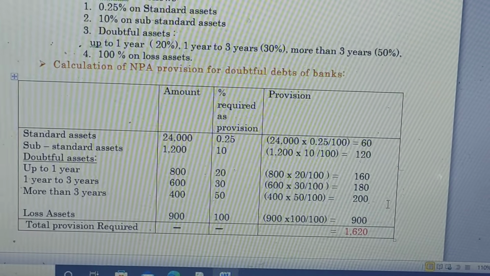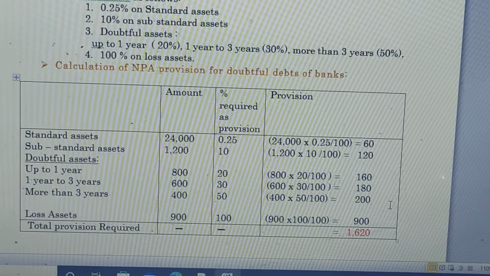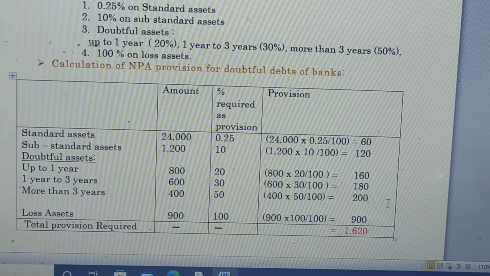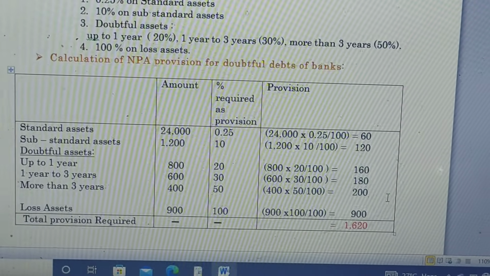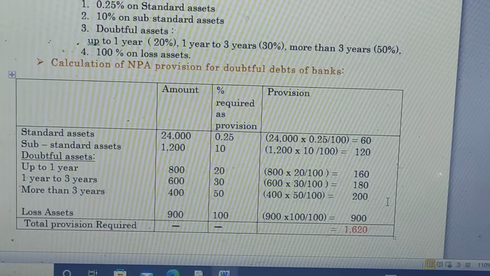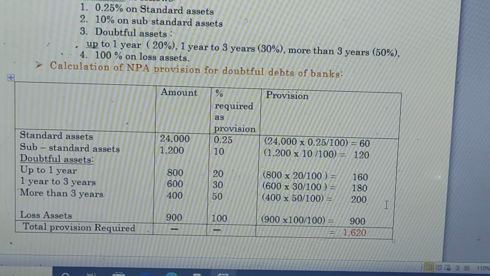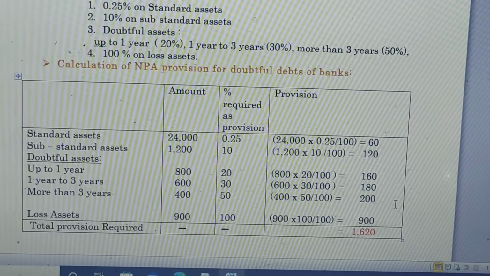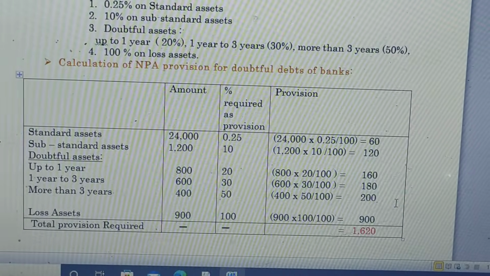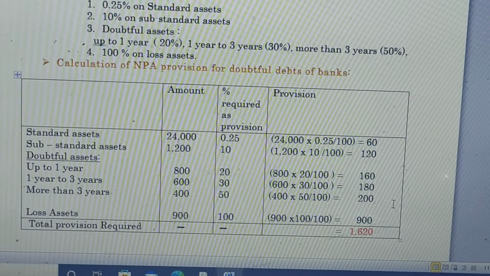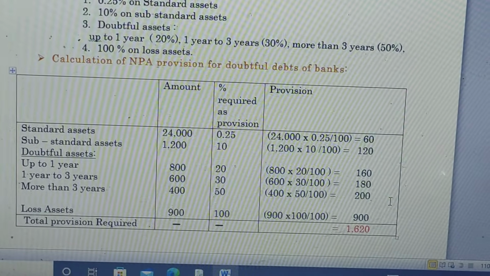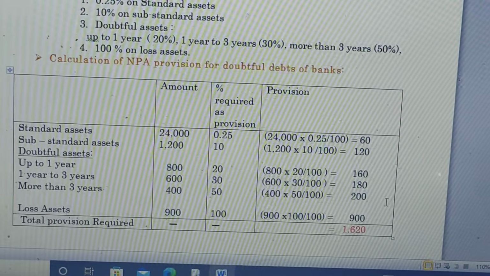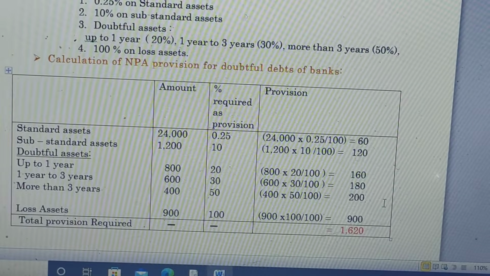And substandard assets, the amount is rupees 1,200. The percentage of provision is 10. And the amount of provision is 120. It means 1,200 multiplied by 10 divided by 100. And doubtful assets up to 1 year, the amount is rupees 800. The percentage of provision is 20. And the amount of provision is 160. It means 800 multiplied by 20 divided by 100.